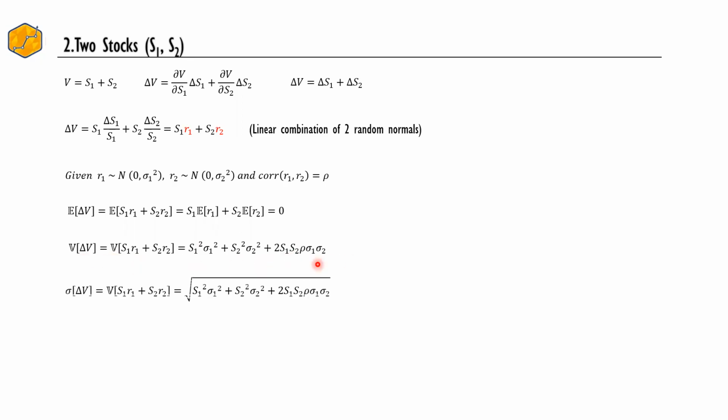All right. And then you get sigma. Sigma is just the square root of that. So we got everything. We got the mean of delta V. We got the sigma of delta V. Then nothing can stop us from calculating the value at risk. That's value at risk because mean is 0, so it's just sigma Z.